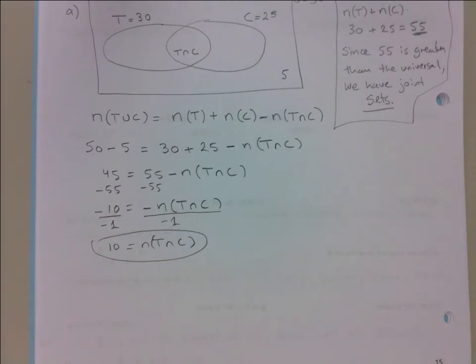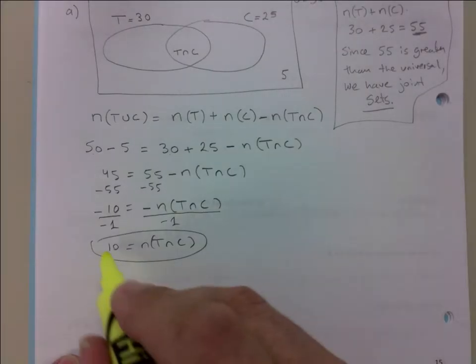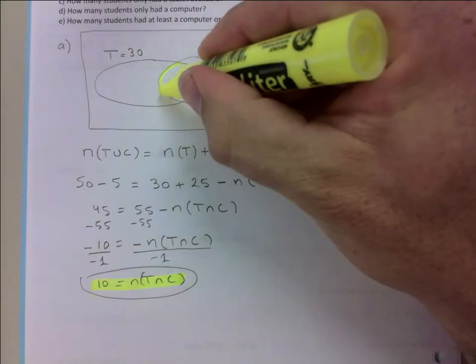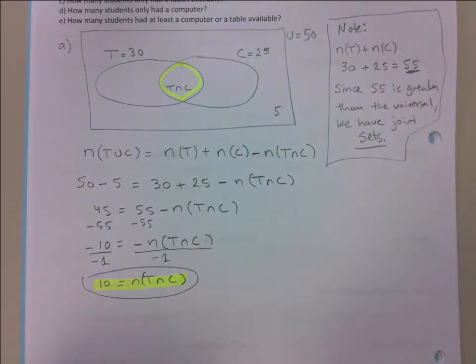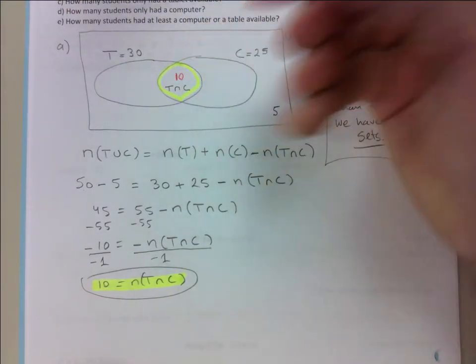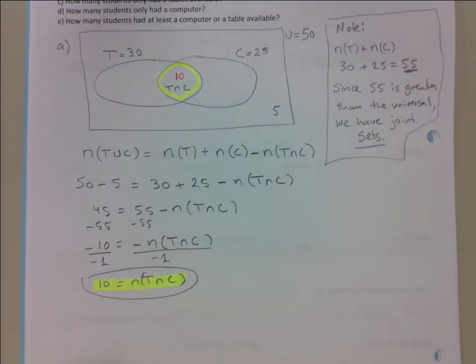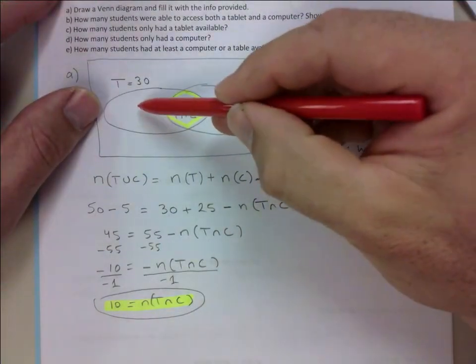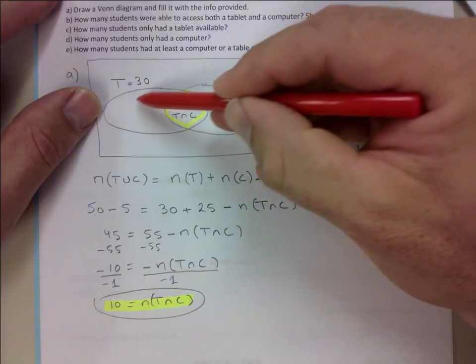Why did you do that? It never asked you to do it. You need that to fill in your Venn diagram. And now we're ready to do the rest. This is key. I'm going to highlight this one. This is effectively giving us the number that goes into that region right there. So once you find the middle, it's a cascading effect. It's a ripple effect. Okay? You've got the 10. How many students should be in this region right here?